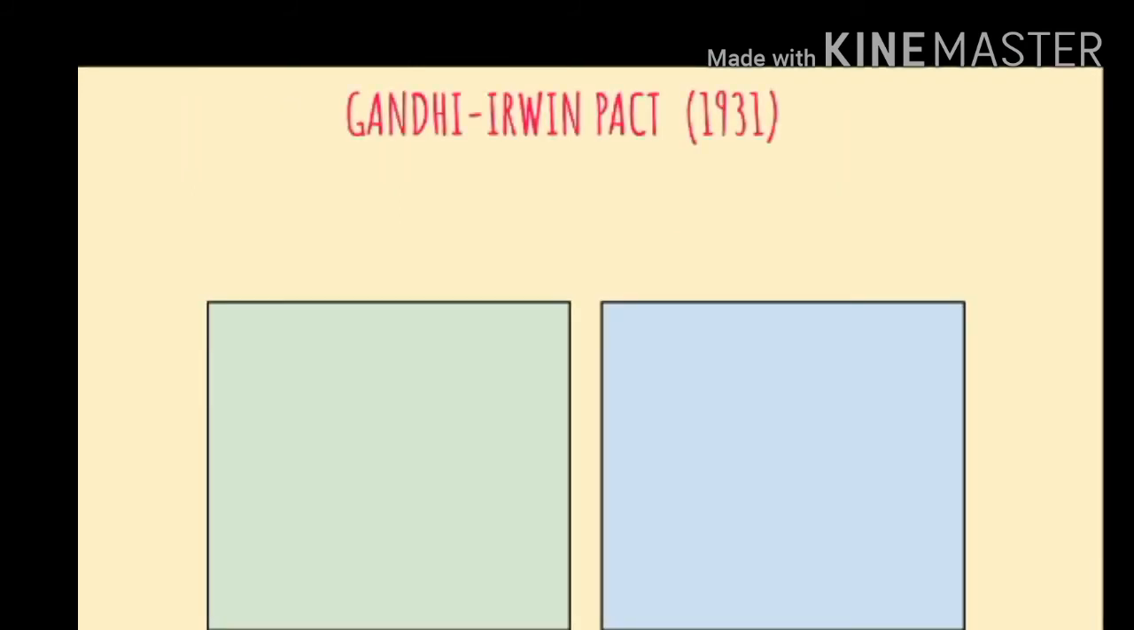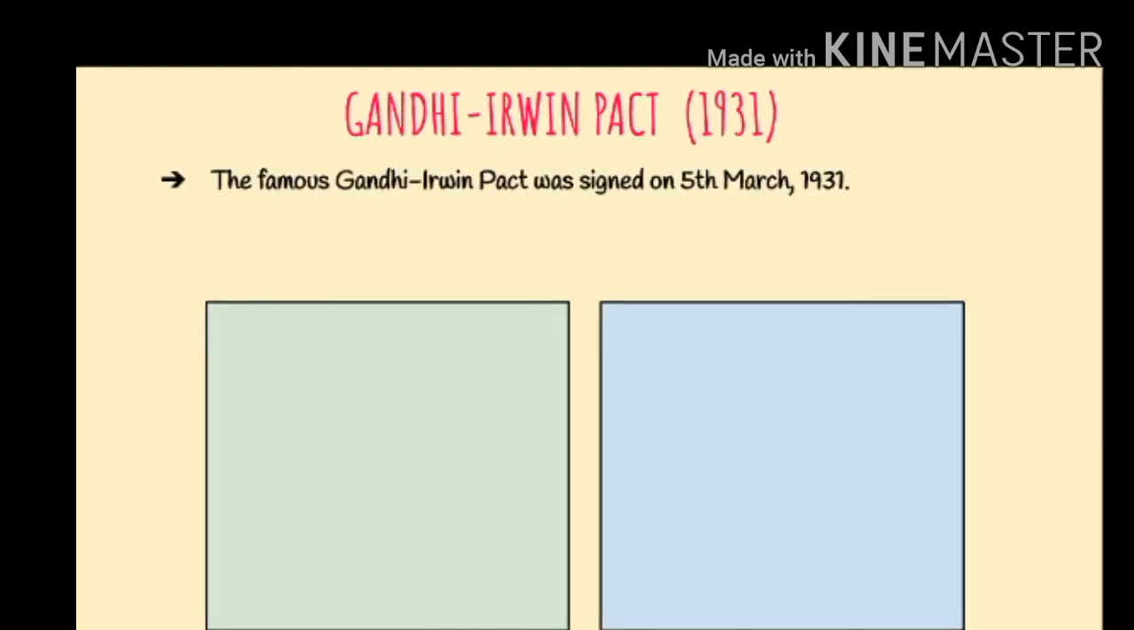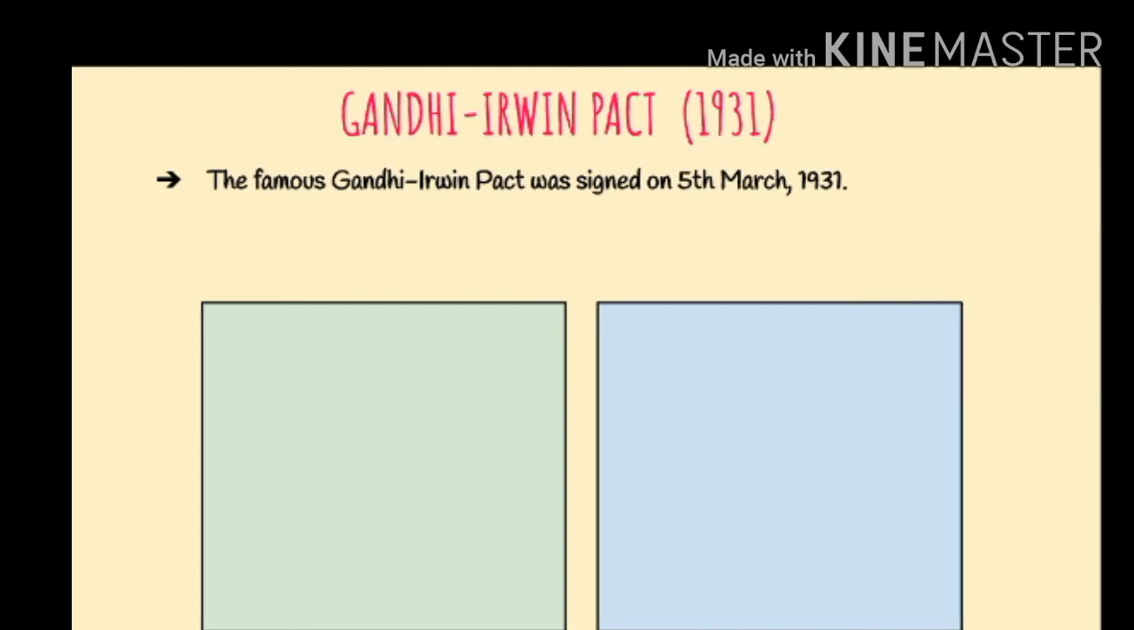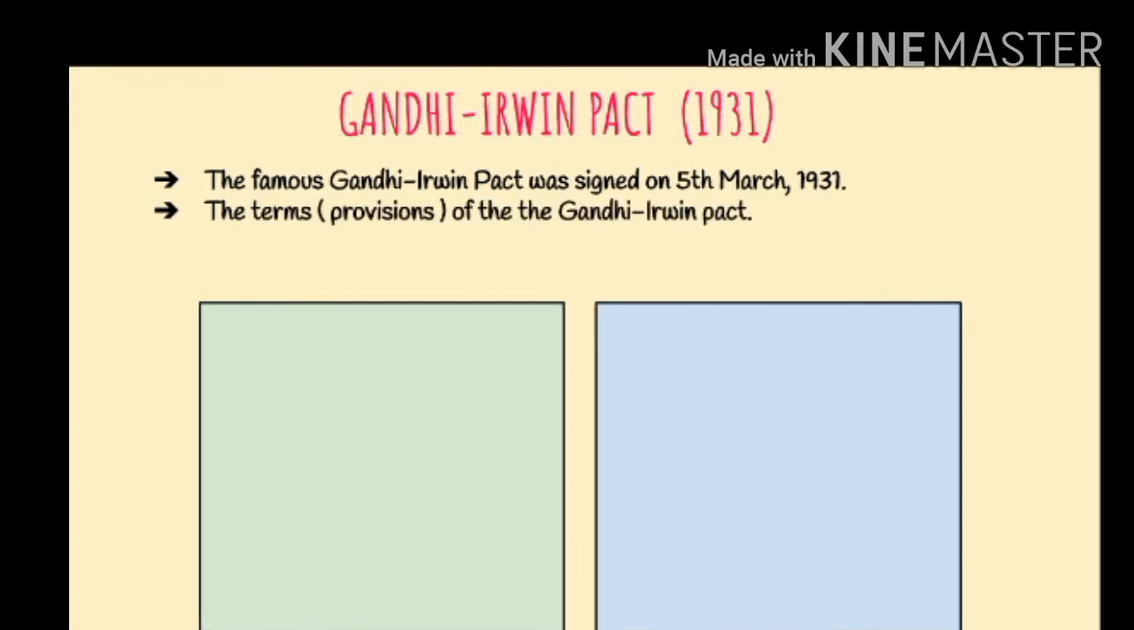The Gandhi-Irwin Pact was signed on 5th March 1931 between Mahatma Gandhi and Lord Irwin as a first step to bring about an understanding between the Congress and the government. Gandhiji wanted peace but with honor. The government wanted peace but without trouble. The terms of the Pact are as follows.